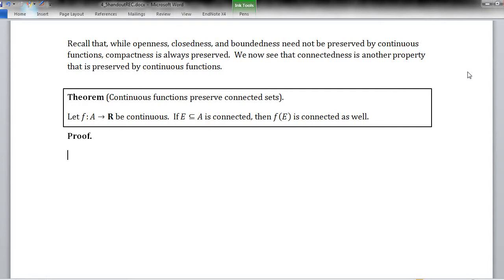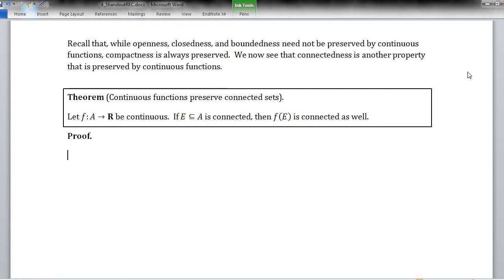Well, recall that while openness, closedness, and boundedness need not be preserved by continuous functions, compactness is always preserved. Right, we've proven that and shown that the extreme value theorem follows from that fact. Well, we're now going to see that connectedness is another property that is preserved by continuous functions. So more precisely, the theorem says, suppose you have a continuous function f from A to R, then if you have a connected subset E inside your domain A, then f of E has to be connected as well.